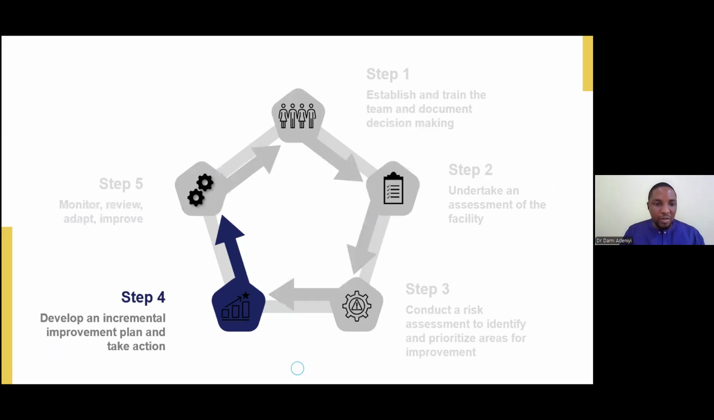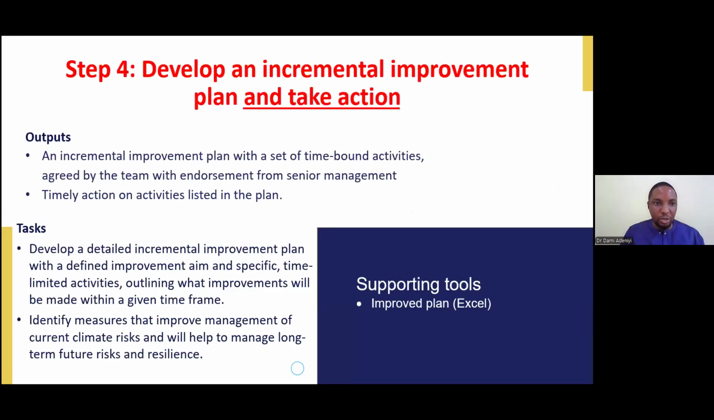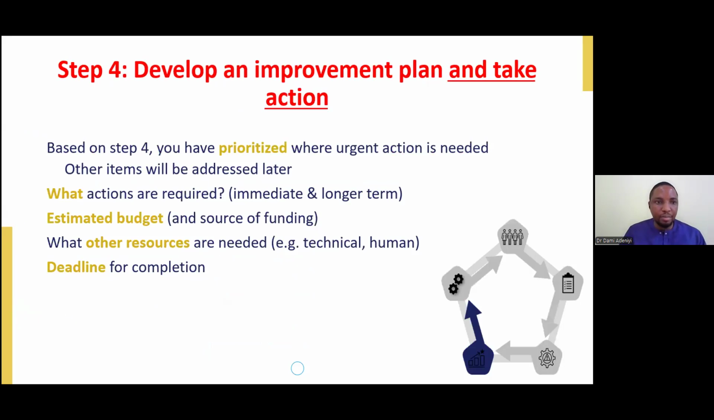Step 4 is the development of an improvement plan and taking action. The outputs for this include an incremental improvement plan with time-bound activities that are set and agreed by the team. Of course, it has to be endorsed by senior management. And then timely action on activities as listed within the plan. Now, remember that you have prioritized the actions that are needed based on the previous step. That should be step 3. You have prioritized the risk.